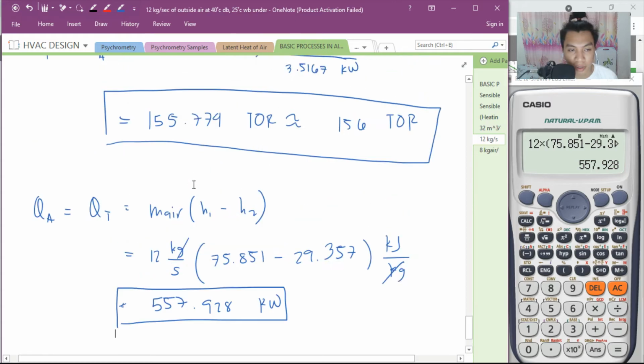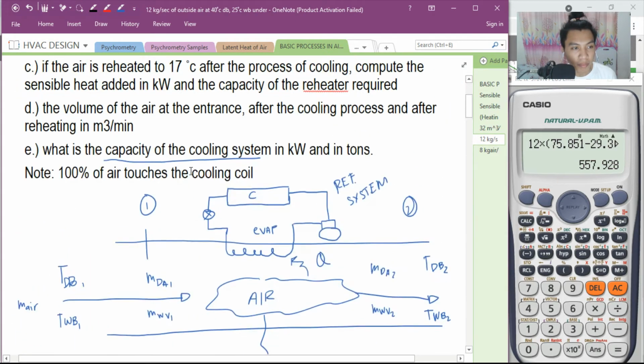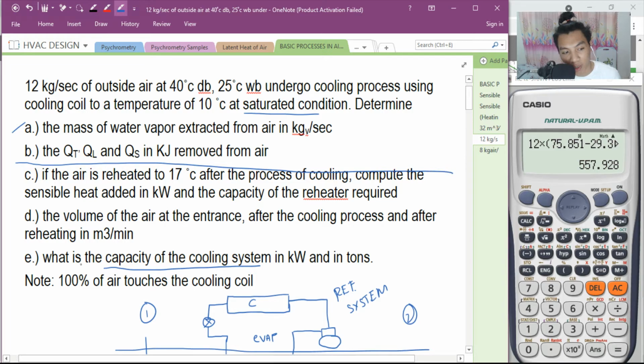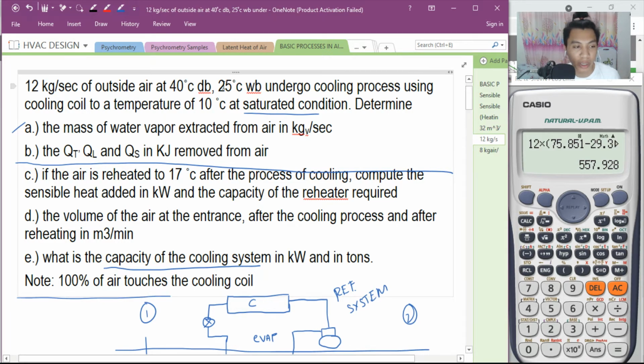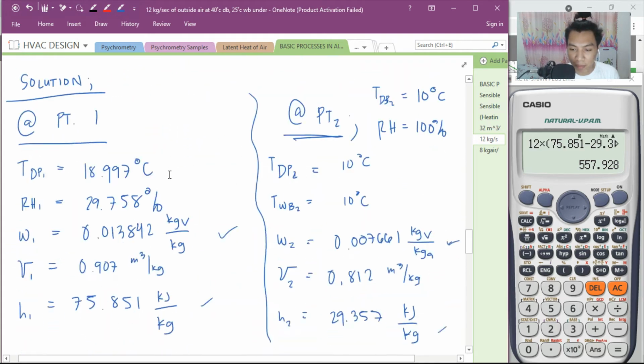Anong hinahanap dyan? Nahanap na natin si QL, QS, QT. Now, if the air is reheated to 17 degrees Celsius, bagong system na naman to. Ito pa lang ang na-solve natin. Okay? Ito pa lang part na to. How about this part? Yung E. Okay? C to E. Now, for letter C, habang problem to.